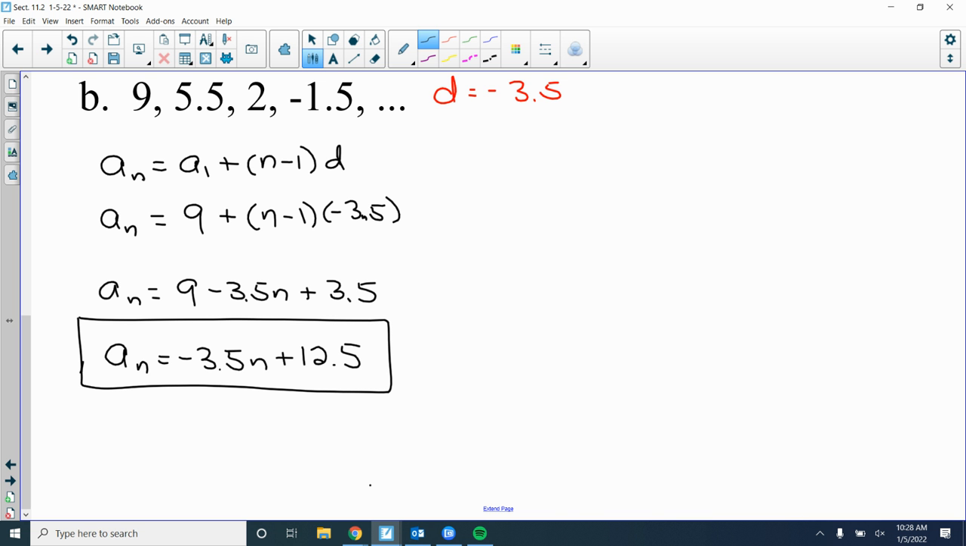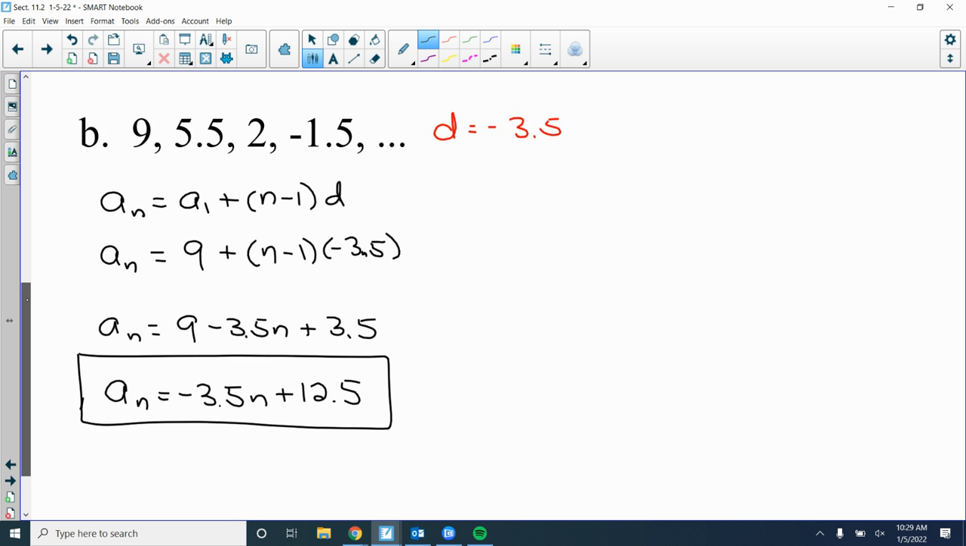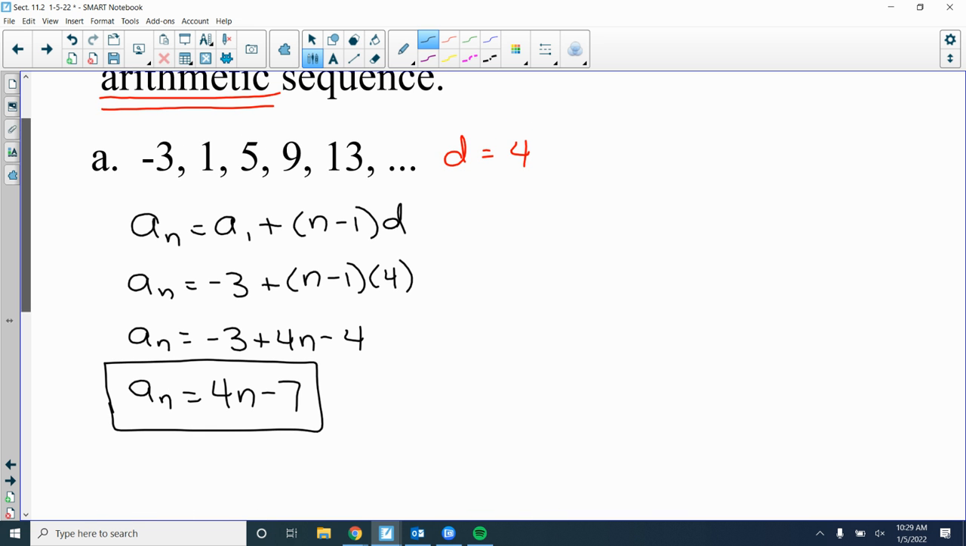Check it. Does it work for 1? When you plug in 1, you get 9. When you plug in 2, you get 5.5. When you plug in 3, do you get 2? Okay, so that has to be the case. That has to match up, and it does in this case. All right, so I give you the arithmetic sequence, you just give me the general term.